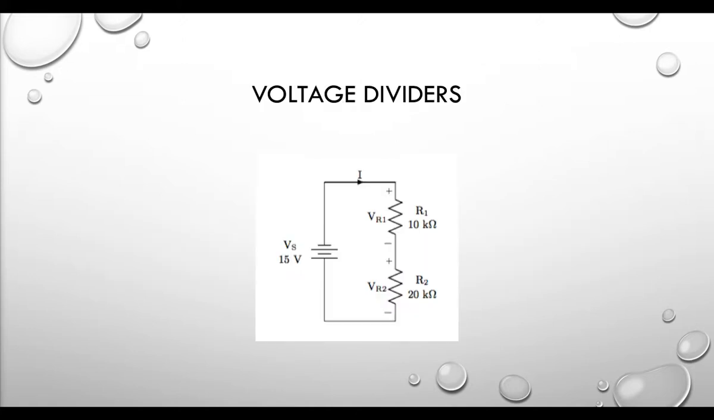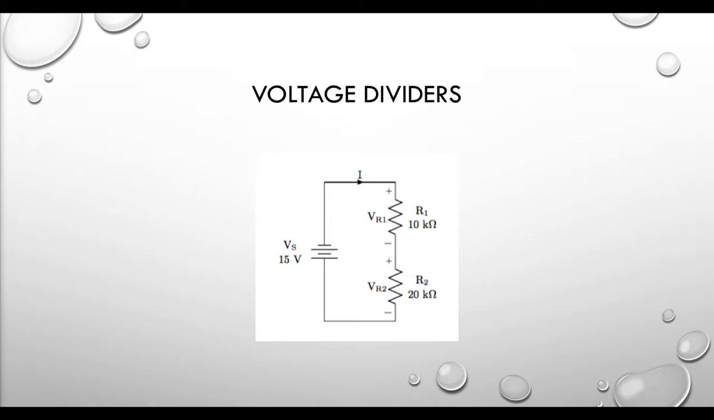I want to talk about voltage dividers. Here's a simple circuit. It's got a battery with a 15 volt supply. It's got a current I, and it's got two resistors: a 10 kilo ohm resistor and a 20 kilo ohm resistor. The idea is that we want to figure out what the voltage across each individual resistor is, given that the voltage supplied is 15 volts. One tricky thing is that the voltage supply is upside down. That is, the positive terminal of the battery is at the bottom on the left-hand side.